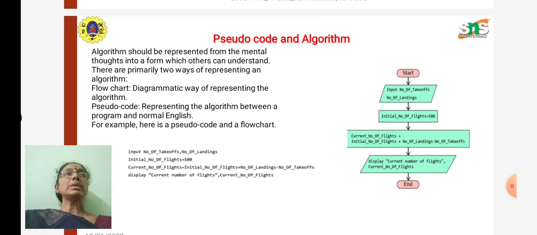First, we have to find out what the input is, what we have to process from that input, and what my output is. The output is that we have to calculate how many flights take off and land on the particular day. The input of the above problem is the number of takeoffs and number of landings.